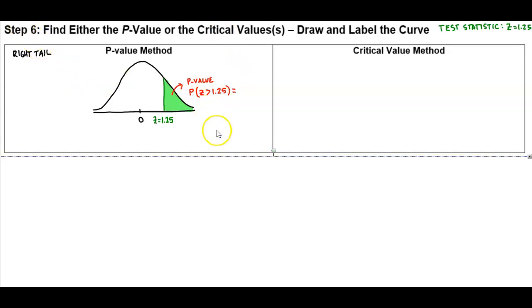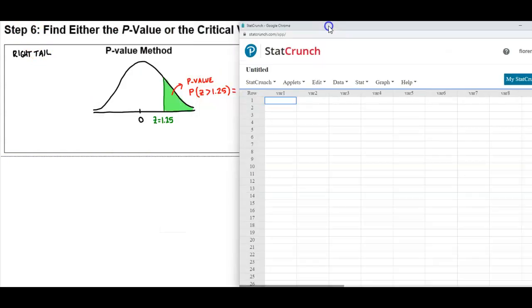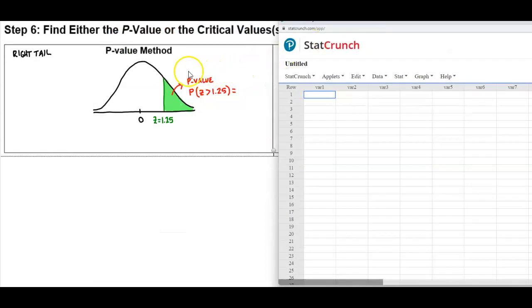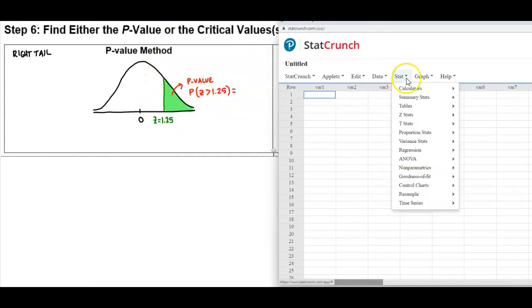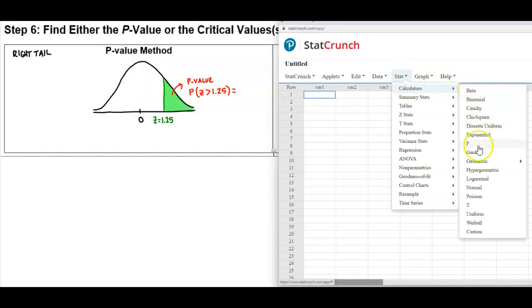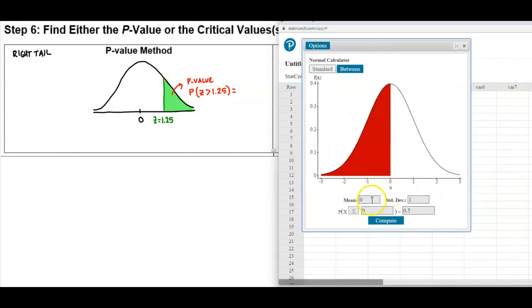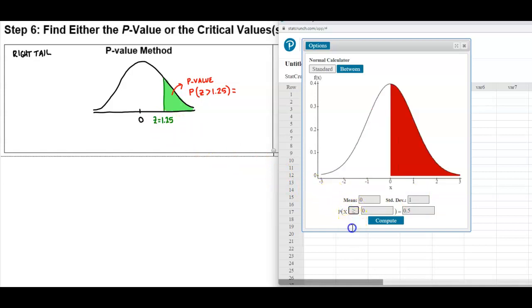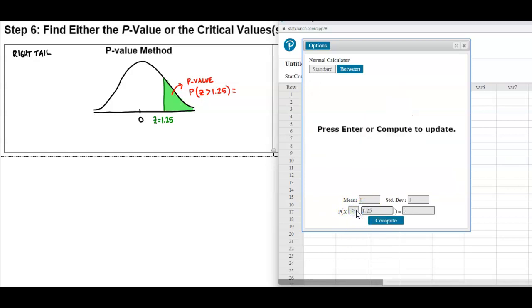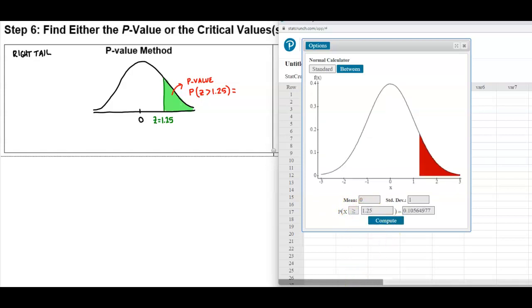StatCrunch. So we're going to open up StatCrunch, and then we're looking for the normal distribution. So we're going to select Stat, Calculators, and then scroll all the way down to where it says Normal. We have our mean of 0, our standard deviation of 1, since we're looking for the value that's greater than the test statistic. So then we're going to change this to be greater than or equal to, and then we're going to put in the value of 1.25 and then select Compute.